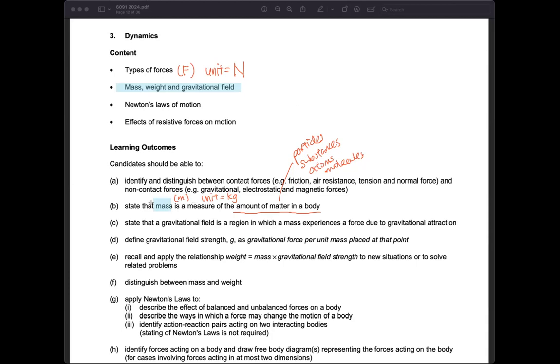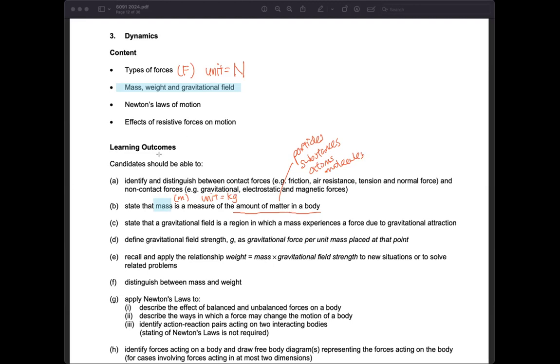Okay, but can you see down here? Mass. Okay, mass is using the unit kg. So what you are trying to tell me is not your weight. You're trying to tell me what is your mass. Is that clear? Of course, it'll start to get a bit confusing.